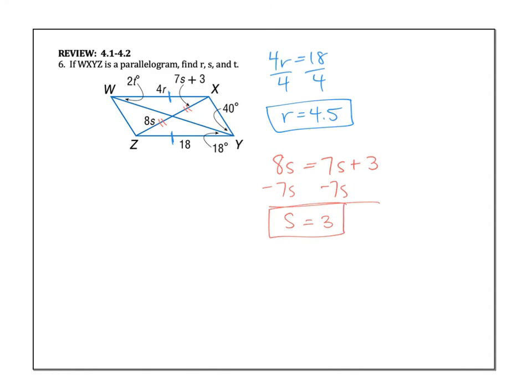And then last but not least, we're going to find T. This is probably the hardest one. I see a T up here on this angle. It's going to be congruent to this angle down here. Think about this side and this side being parallel, and then this cutting through. What we end up with is alternate interior angles. And so the 2T equals the 18-degree angle if the lines are parallel, and they are because it's a parallelogram. Divide by 2, T equals 9.